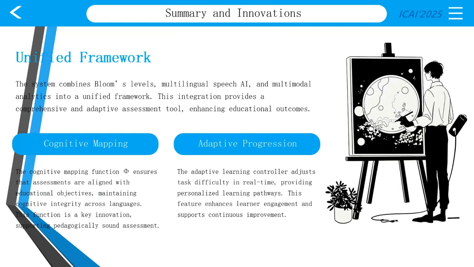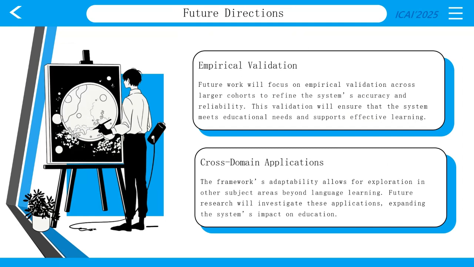We did create a unified framework with cognitive mapping and adaptive progression. But we need to do so much more to get a really good product. We need empirical validation, we need cross domain applications. So this project will scale, and I hope it will scale with more and more people in the team to do the validation, to do cross domain applications.